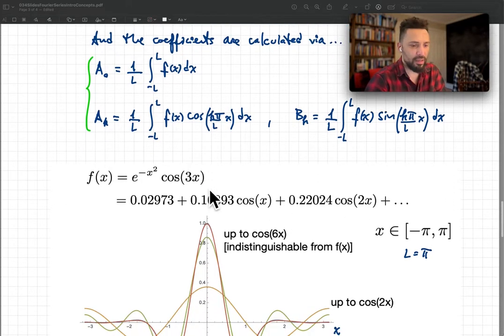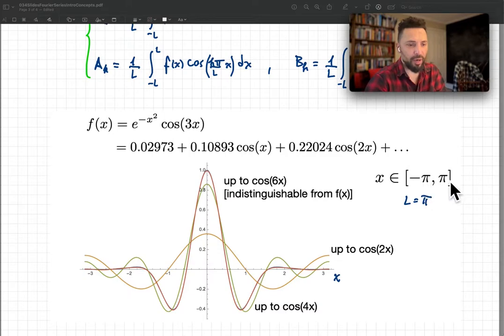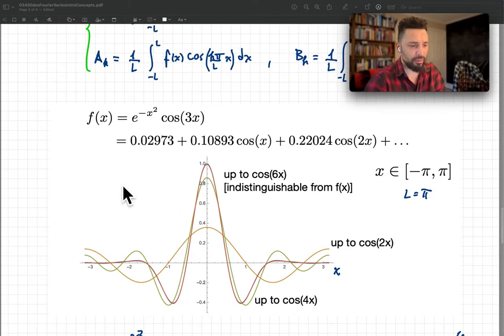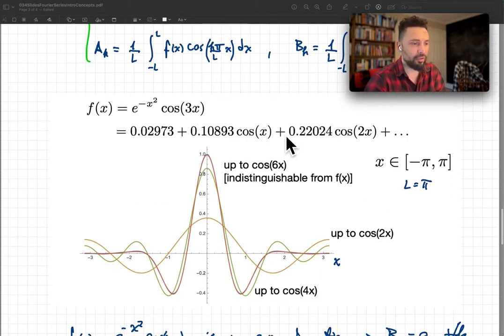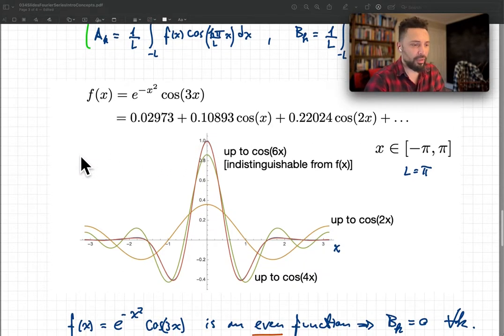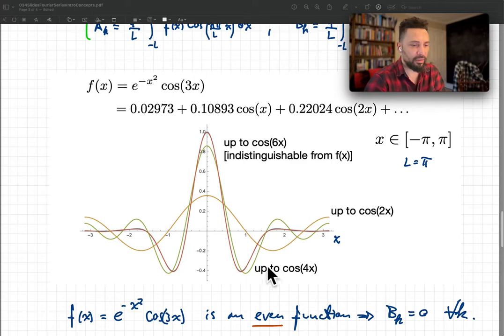And in this case, I chose the interval to be between minus pi and pi. So I chose L to be pi. You can choose L to be whatever suits your case, whatever it is that you're studying. So here I chose it to be pi so that I could simplify the expressions when playing with this example. But here what you get is as follows.